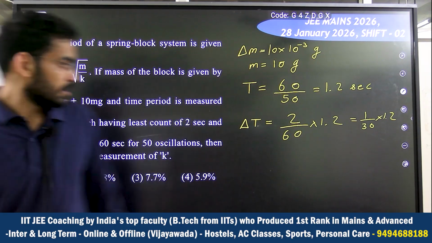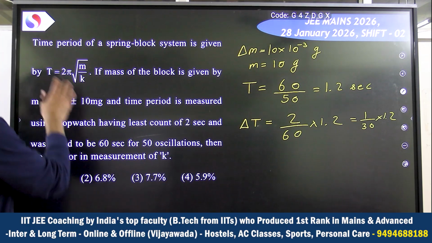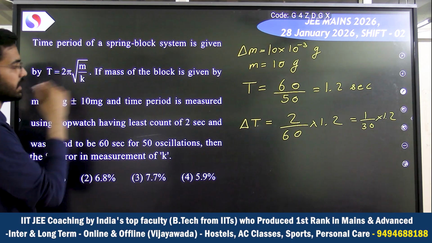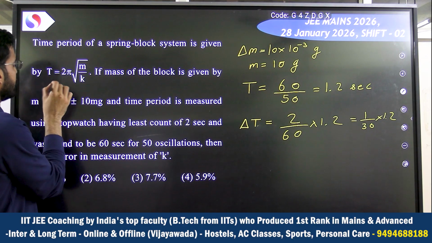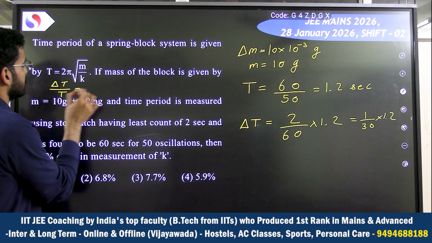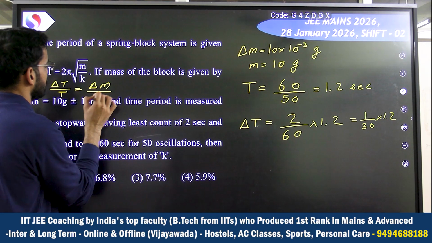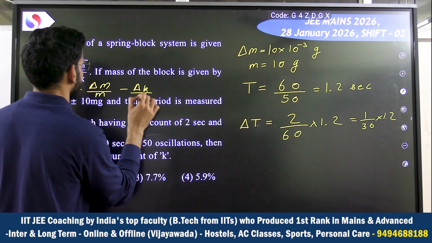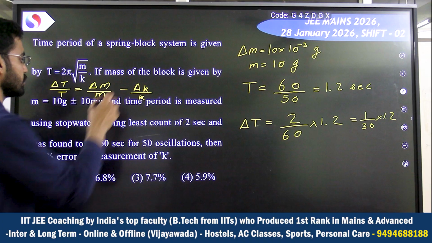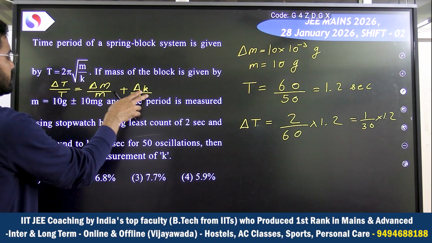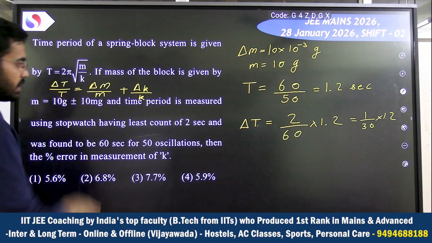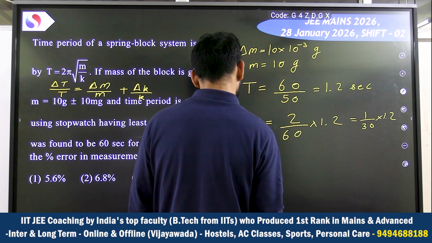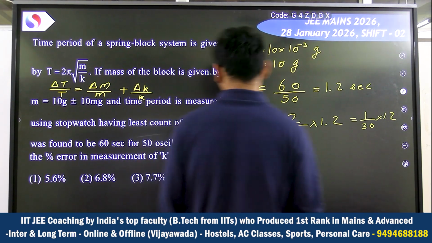Now, square first, and then take ln and differentiate. From here you will get delta t by t equals delta m by m minus delta k by k. Minus sign, you have to consider the plus only because you are calculating error. Now you send delta m by m to that side and make it plus again, because we are dealing with the error. So delta k by k gives me the fractional error.